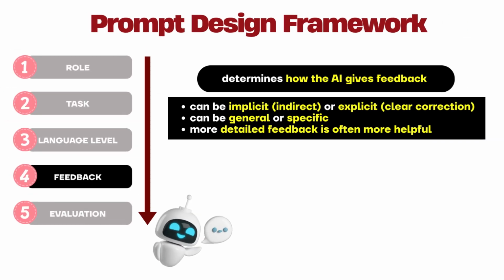The way the AI gives feedback can vary depending on how it is prompted. The feedback can be implicit or explicit. Implicit feedback is indirect, while explicit feedback clearly shows the error and the correction. The level of detail can also differ. Feedback can be general or more specific. Do remember that feedback that is more specific is often more helpful for students.